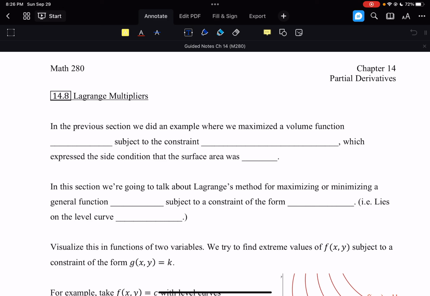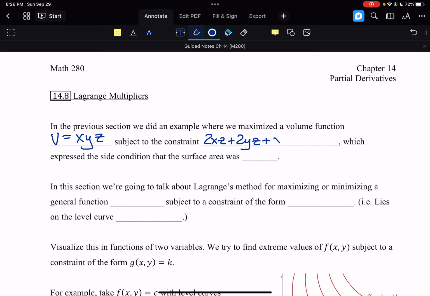Welcome to section 14.8. In this section, we're going to be looking at another way that we can find maximum and minimum values of a function, but specifically functions that are subject to a constraint or some sort of restriction put upon them. So in the previous section, we did an example where we maximized a volume function, so that was V equals xyz, subject to the constraint 2xz plus 2yz plus xy equals 12, which expressed the side condition that the surface area was 12 square meters.